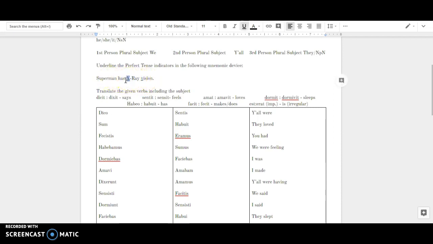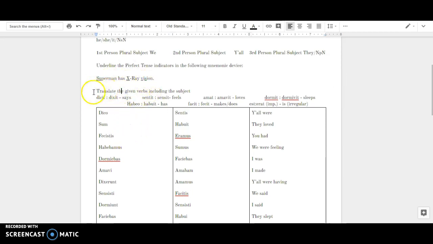X is another common one. S, U, and sometimes double S, as we will see in the examples down here. Okay, so Superman has X-ray vision, and that'll help.